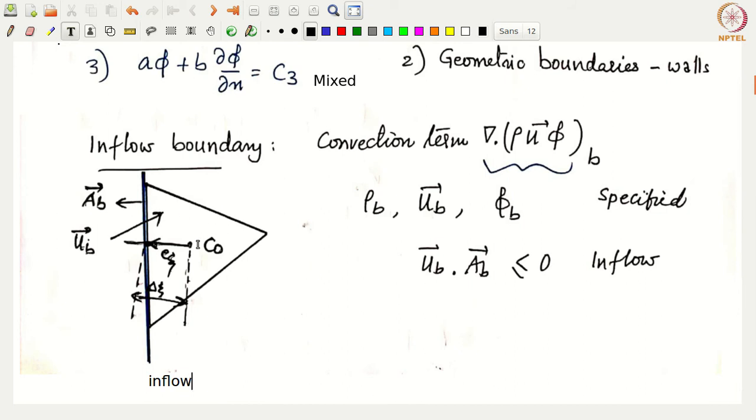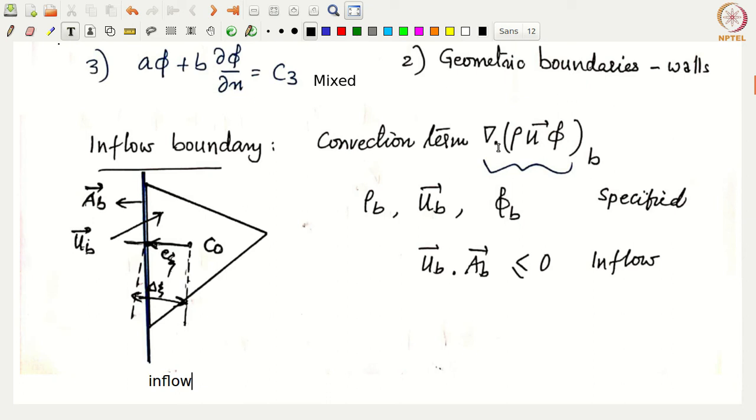Just like before, we will call it the C0 cell, and the vector connecting the cell centroid C0 to the face centroid is e xi. The area vector of this boundary face is pointing outwards like any other face. And then we also have U_b bar, which is the inflow velocity vector that is pointed into the cell. Now if you look at the convection term for this particular face, we will have both the convection and the diffusion terms. Now we are looking at the convection term.